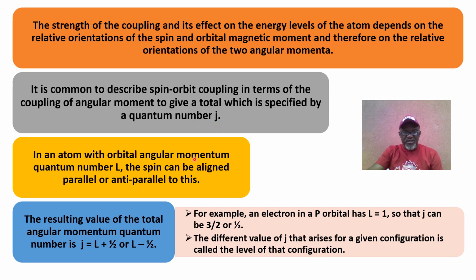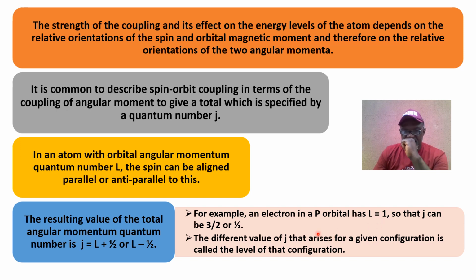In an atom with orbital angular momentum quantum number L, the spin can be aligned parallel or anti-parallel. We have seen that it can be parallel, it can also be anti-parallel, where one is facing up and one is facing down. And the resulting value of the total angular momentum quantum number is J equal to L plus half or L minus half.